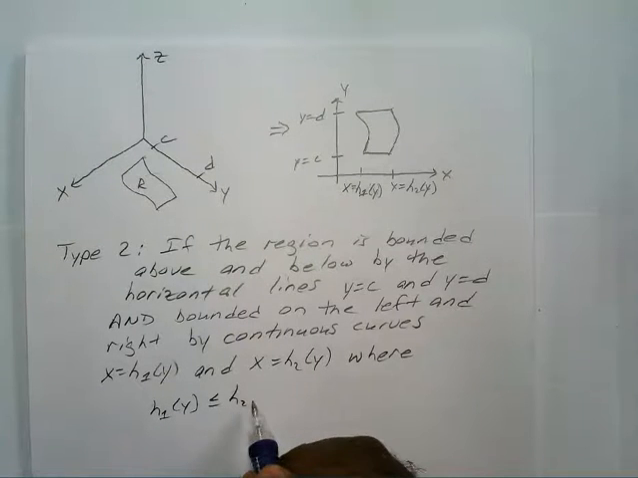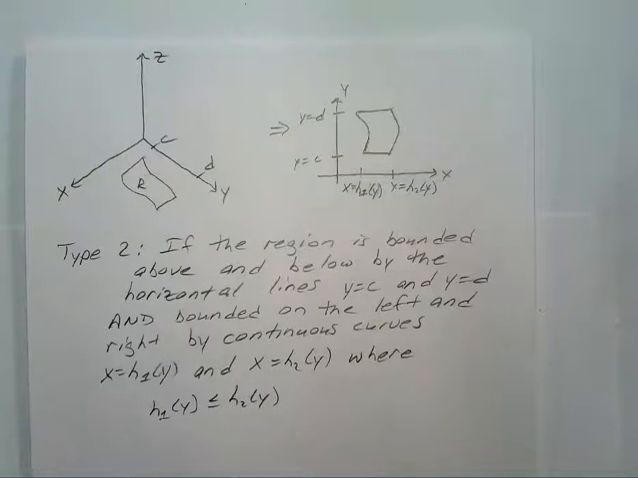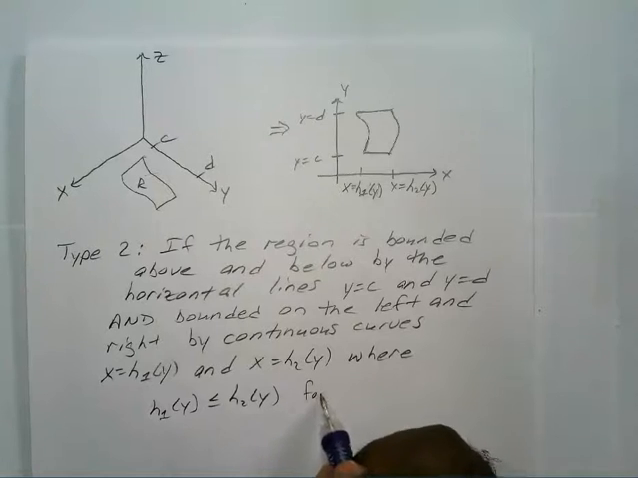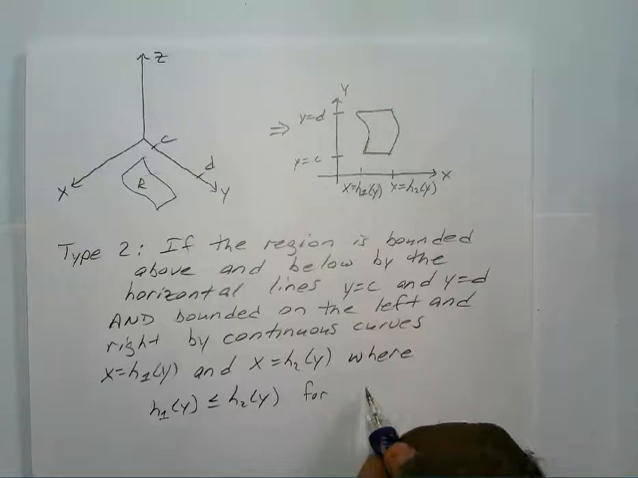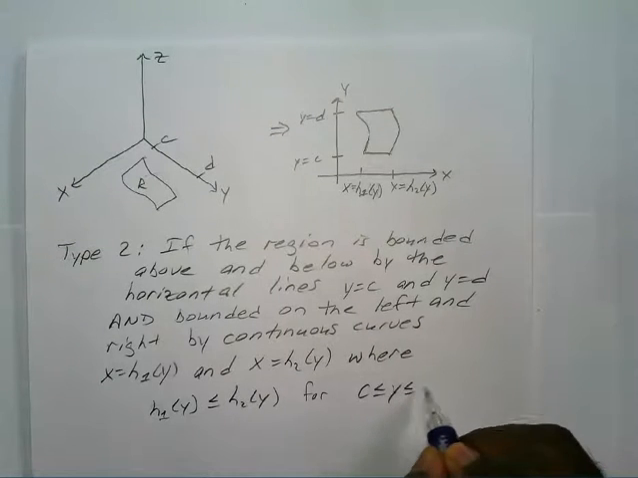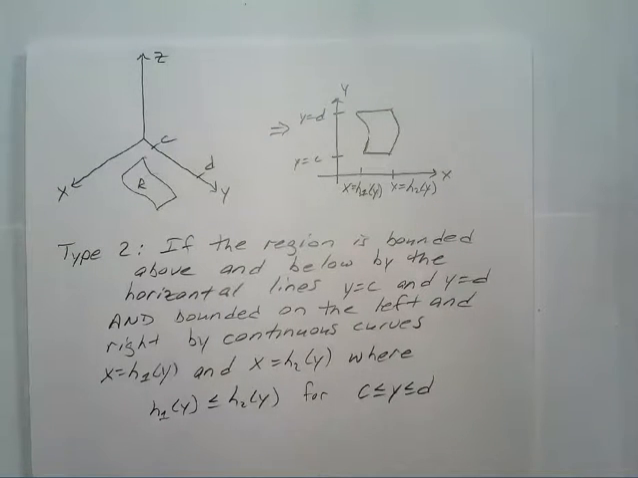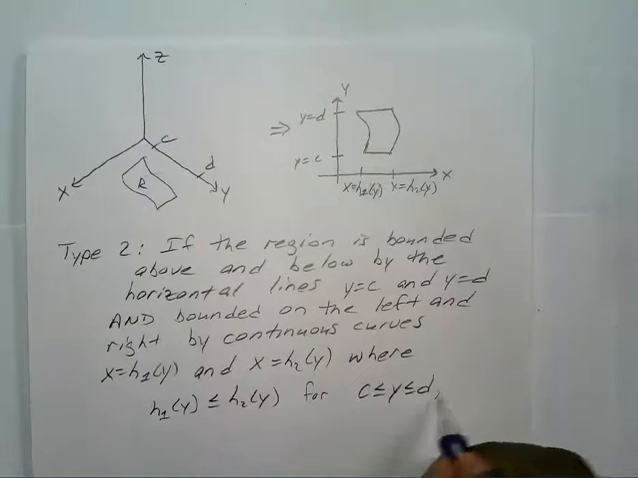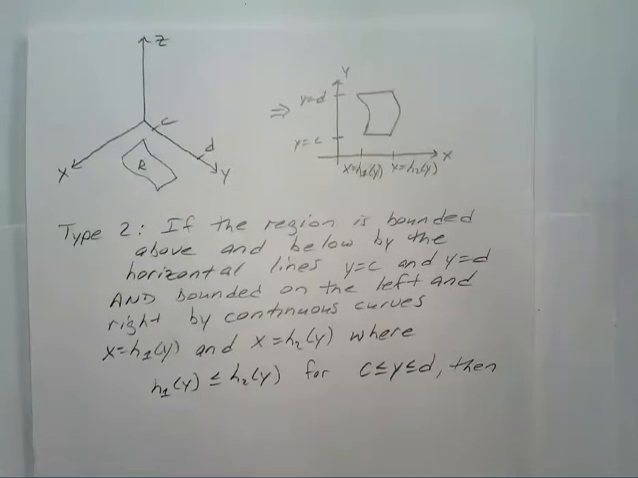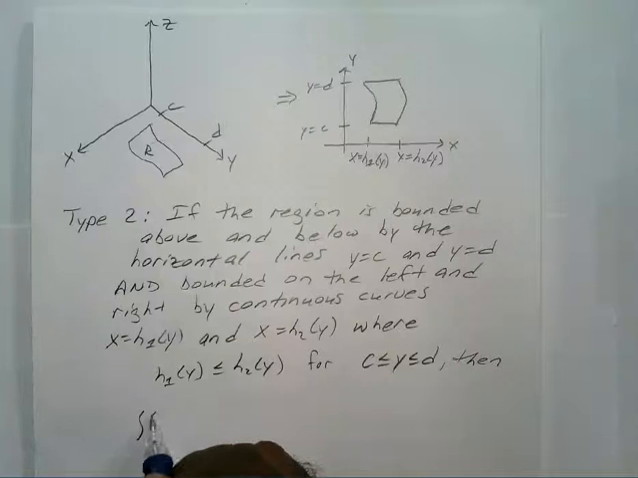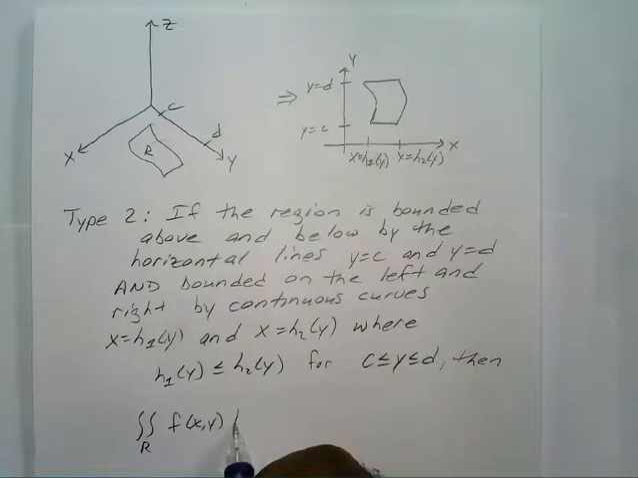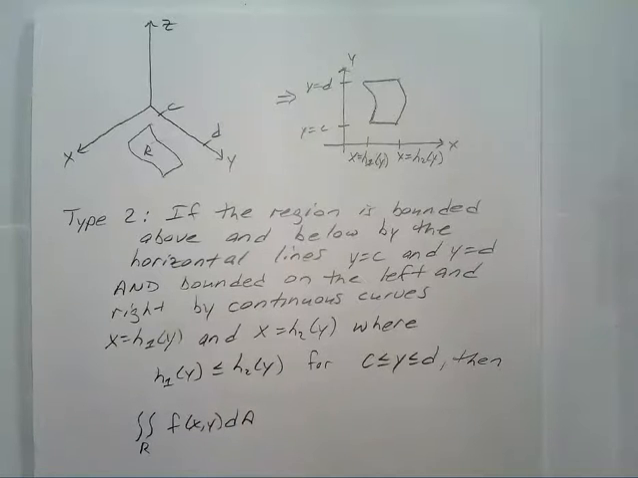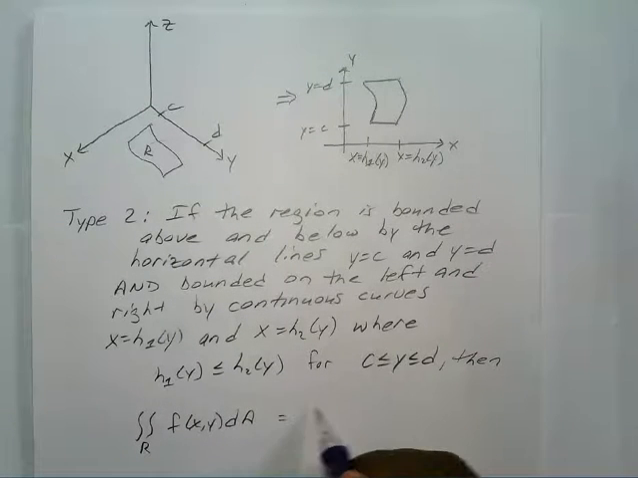Less than or equal to our second function for the entire section between C and D. So between C and D. Okay, so if that's the case, then the double integral formula we're going to use with respect to the area of the region is equal to the integral from C to D.